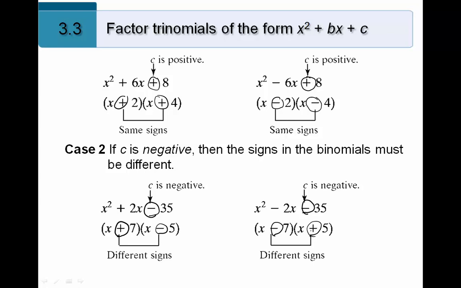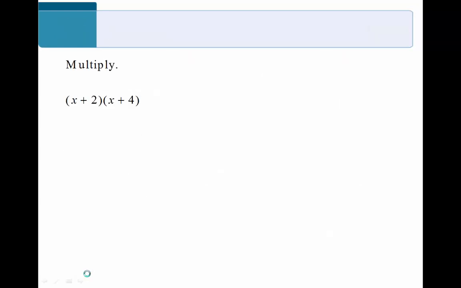On the next slides, I've added some slides because what I'm going to do is think back to Unit 2 and think about what we did when we multiplied, for instance, x plus 2 times x plus 4 and x minus 2 times x minus 4, because I think that's going to help you more easily understand how to factor these. Okay? I think it's worth taking the time to do that.